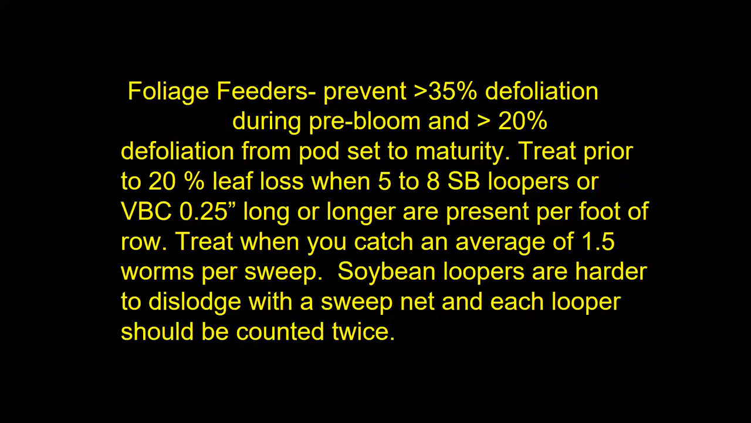Our foliage feeders have a defoliation threshold prior to bloom of 35%. It's a 20% defoliation threshold from pod set to maturity. You need to treat prior to 20% leaf loss when you have 5 to 8 loopers or velveteen caterpillars that are 1/4 inch long or longer per foot of row. Or you can treat when you catch an average of 1.5 worms per sweep. Since loopers are harder to dislodge, you count them twice, and this is per sweep across 2 rows.